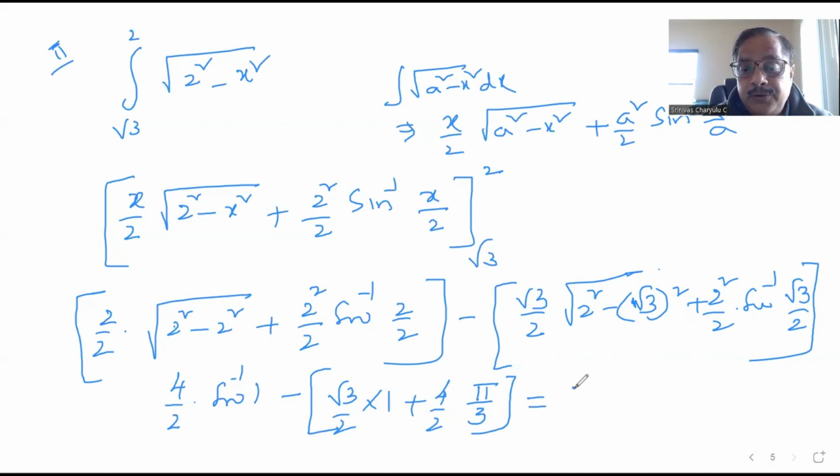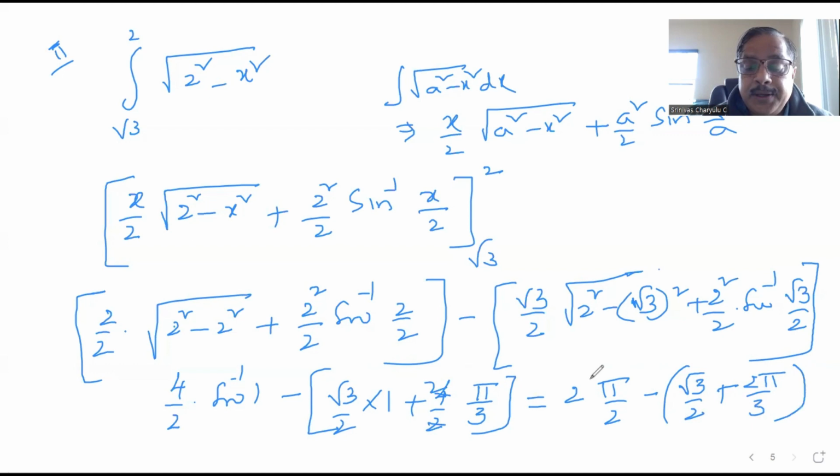Next, 4 by 2 is 2, sine inverse 1 means pi by 2, minus here, how much will come? Root 3 by 2 plus 2 times pi by 3. Okay, so this 2 and this 2 will also cancel. So we have pi minus root 3 by 2 plus 2 pi by 3. Now this is the second answer, the second area.